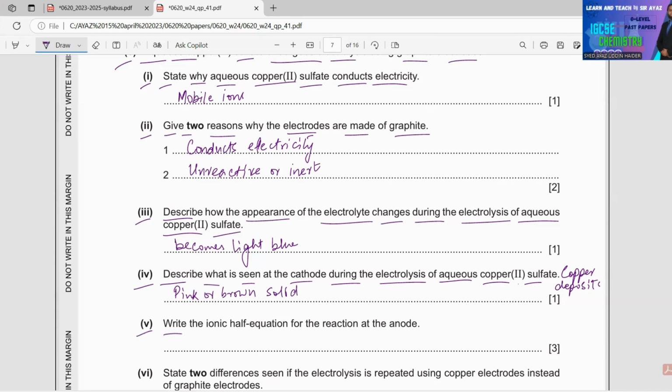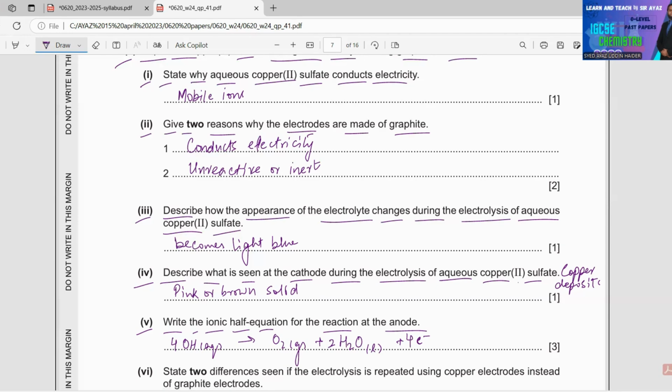Number 5, write the ionic half equation for the reaction at the anode. At the anode, OH negative ion will move to release oxygen gas and water. This will be the equation. OH minus aqueous, oxygen is produced, O2 gas plus water, H2O liquid, and there's oxidation, which means there's a loss of electron, so I will write e minus. Let's balance this equation. In order to balance oxygen, I need to write 4 before OH, then this water will become 2 moles, and there will be 4 moles of electron lost at the anode.